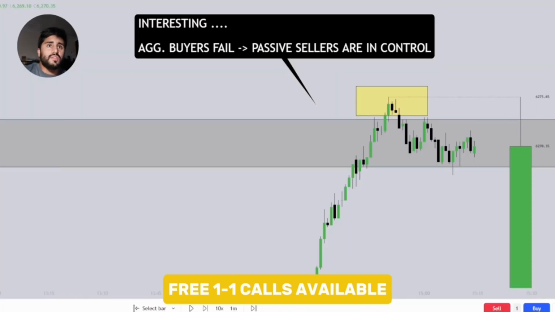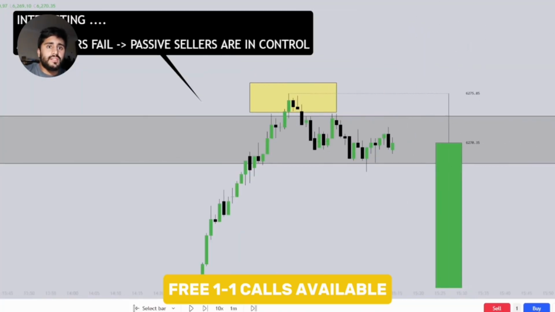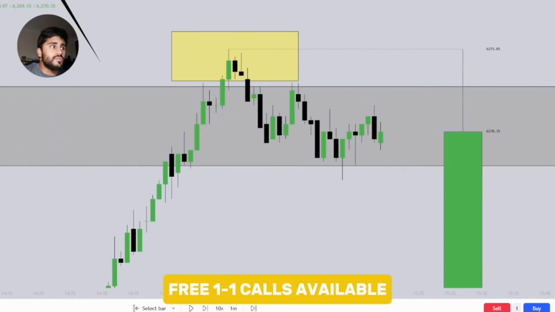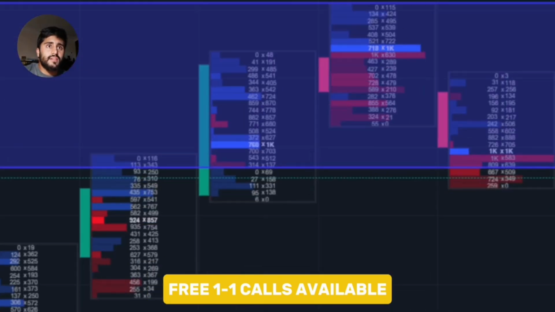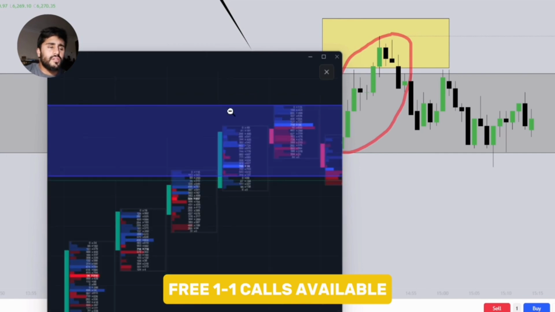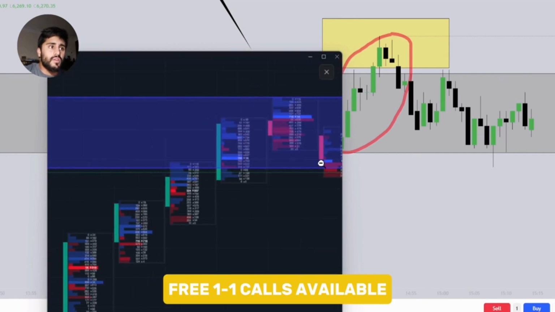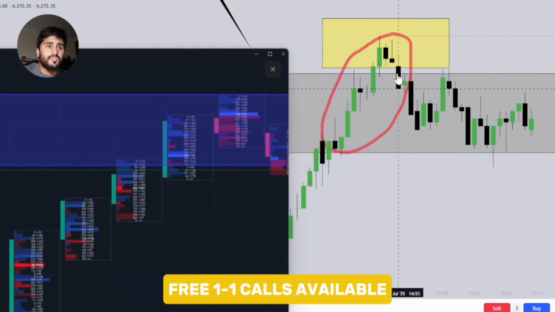If we go back to the candlestick chart over here, what we can see is entering the zone just over here, we had a lot of aggressive buyers. Where I've circled over here, we have a lot of aggressive buyers. So these aggressive buyers come in heavily into the zone.